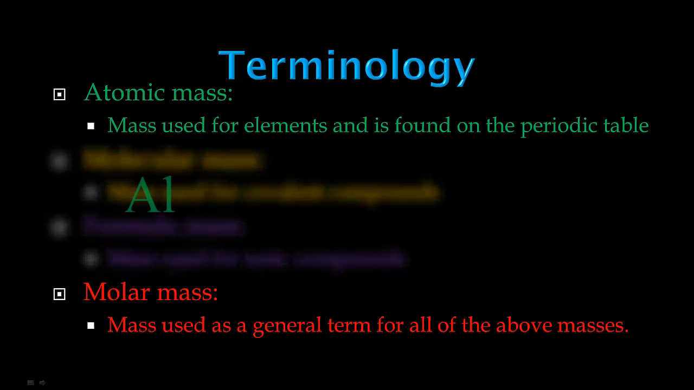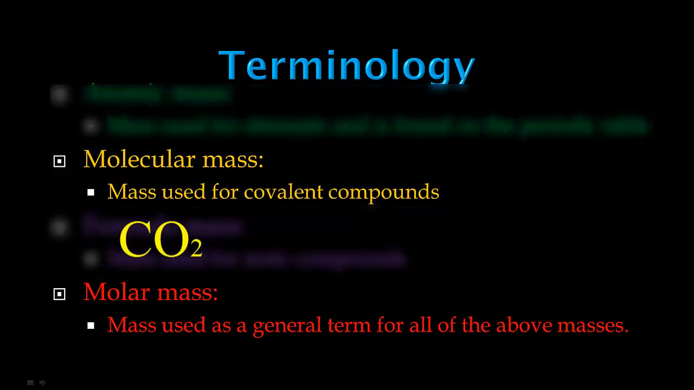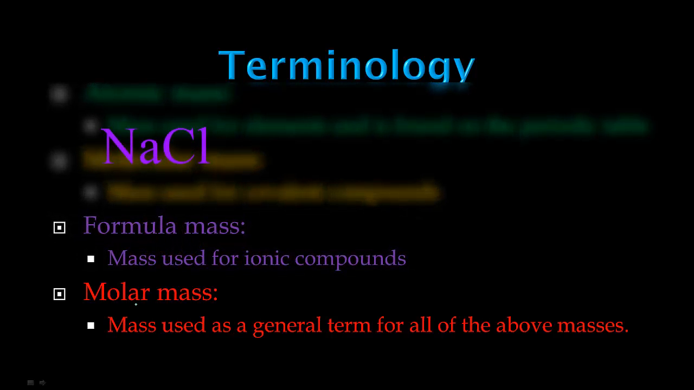So if we talk about the molar mass of aluminum, we are also talking about the atomic mass because aluminum is an element. If we talk about the molar mass of carbon dioxide, we are actually talking about the molecular mass as well, because carbon dioxide is a covalent compound. If we're talking about the molar mass of sodium chloride, we are also talking about the formula mass for an ionic compound, because sodium chloride is an ionic compound.